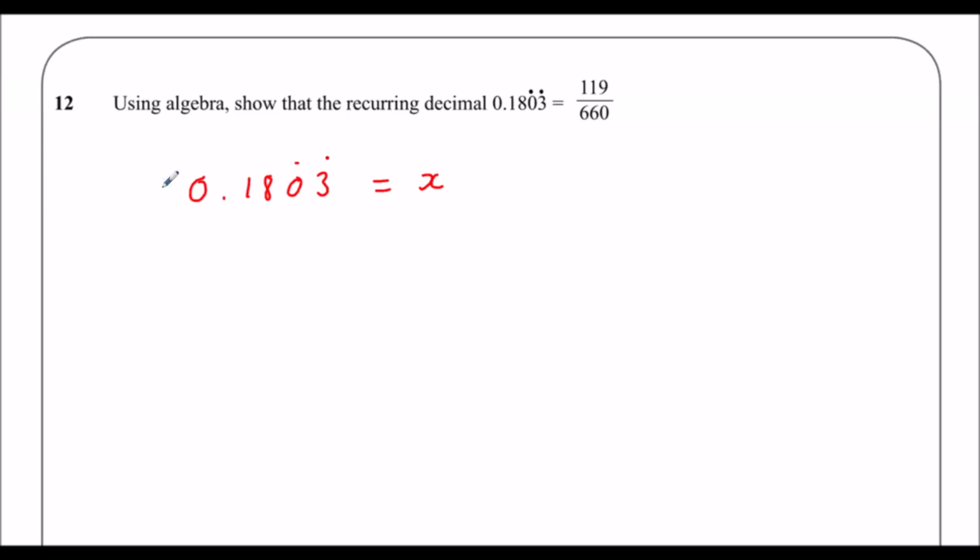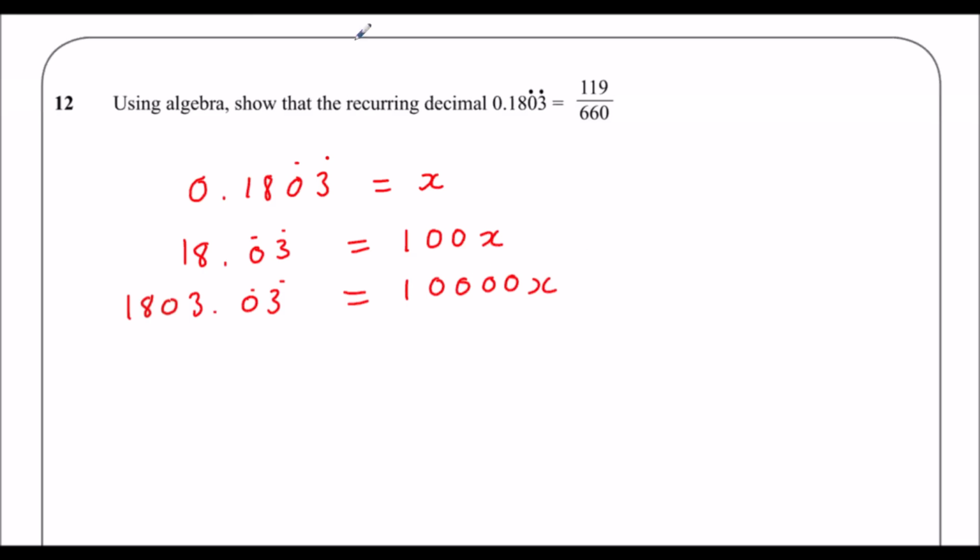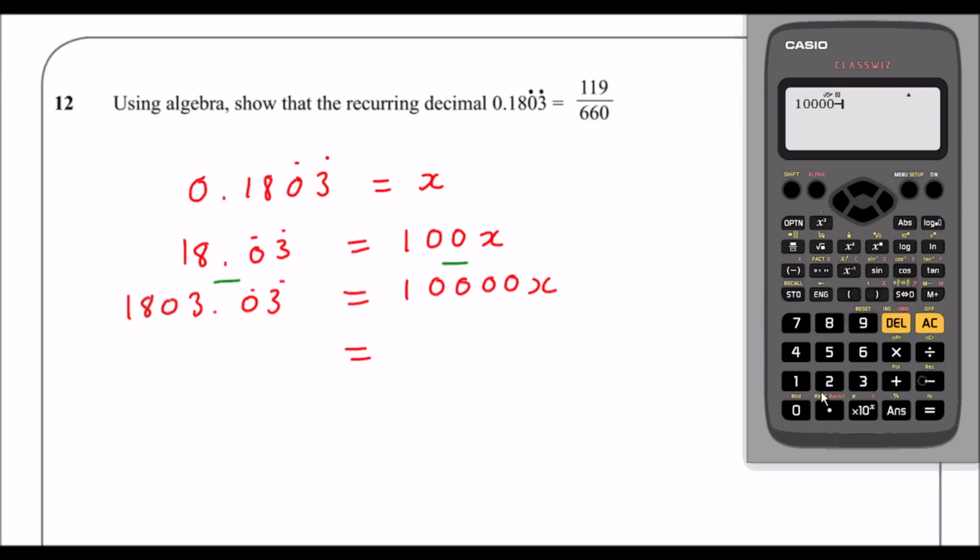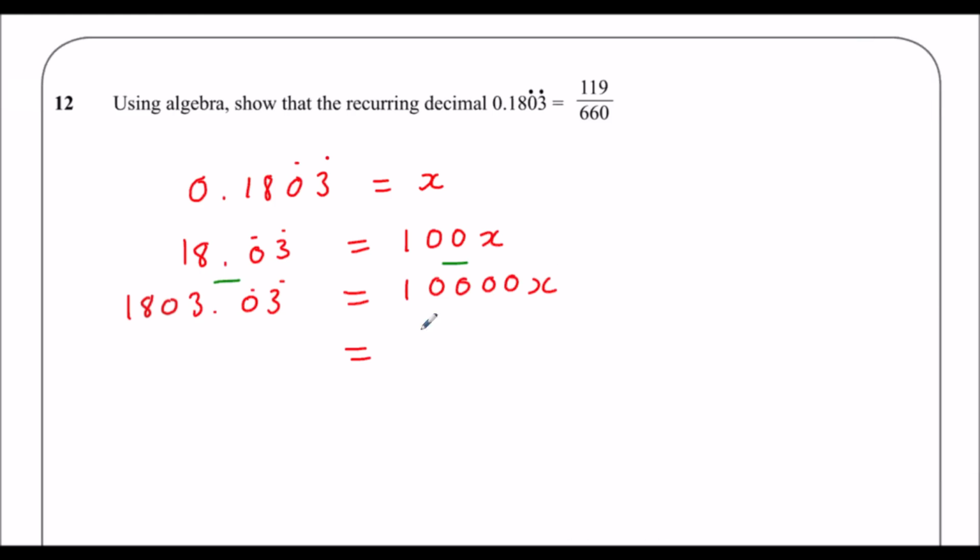So if I multiply this by 100, I'll get 18.03 recurring as 100 lots of x. That's one thing that ends in the 03. If I times this by 100 again, 1803.03 recurring is 10,000 lots of x. Then I've got two things ending in 03 recurring, and I can take them away. So 10,000 take away 100 is 9,900.